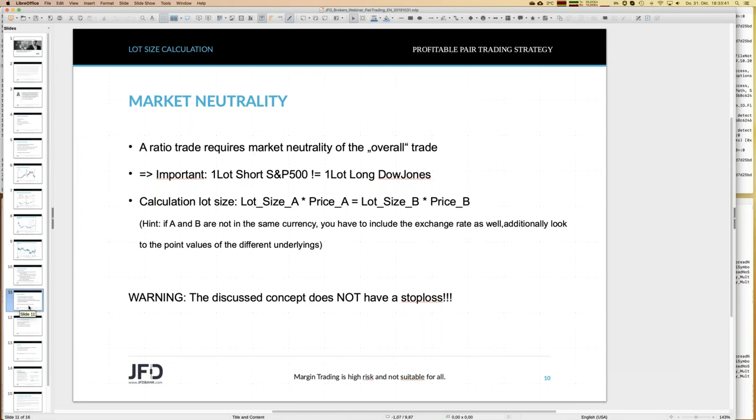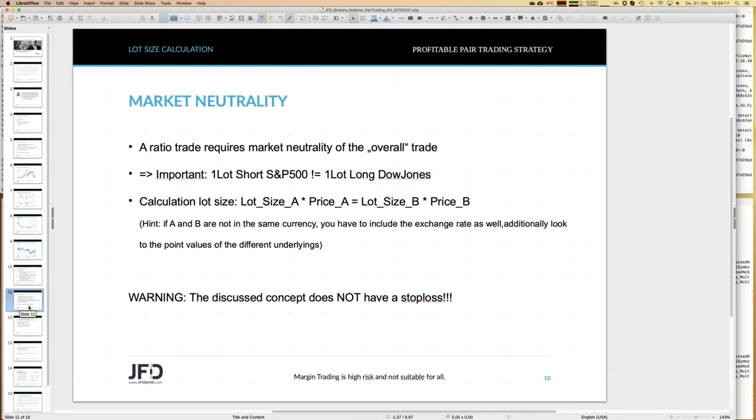On the other hand, I know what you think. It's not the same number. Yes, you're right. So we would have to use more lots for the S&P 500 trade, and then thinking in margins or in risk, you know quite well what I mean. So how can we adjust the two trades so that we get them market neutral if we want to go short on S&P 500 and long on Dow Jones?